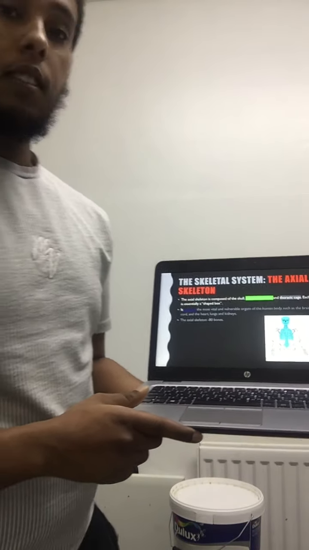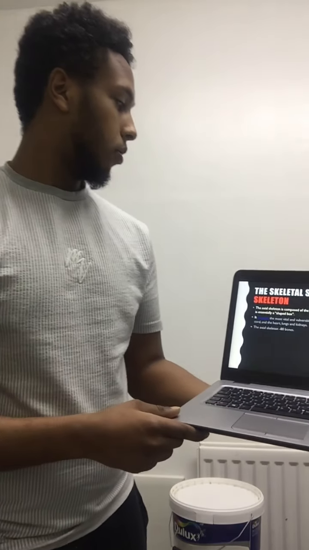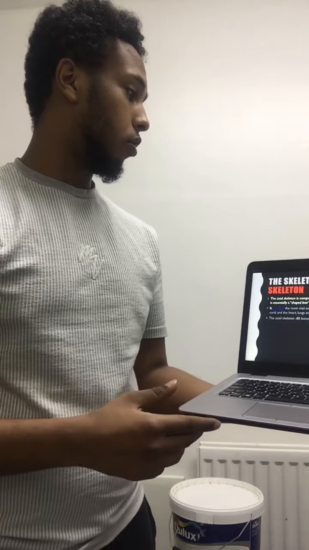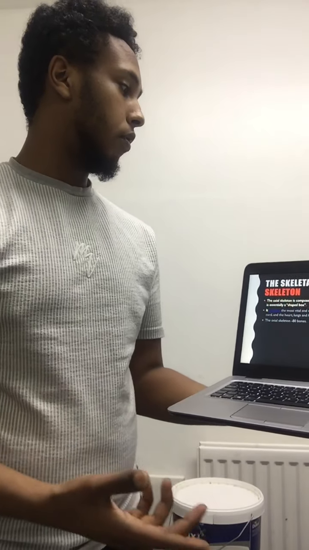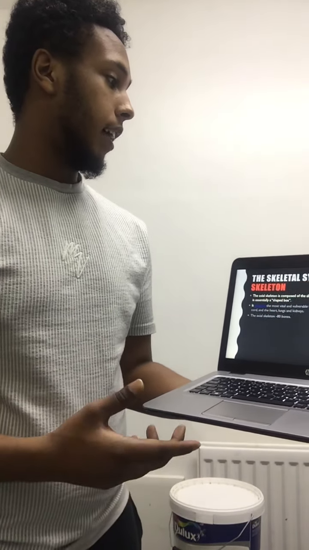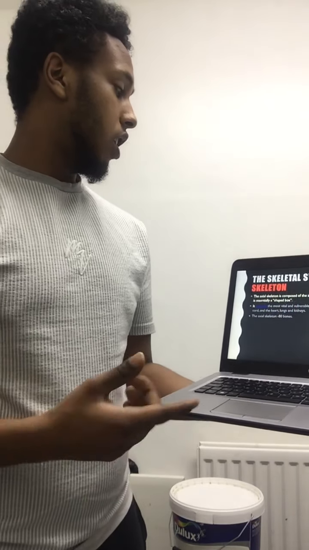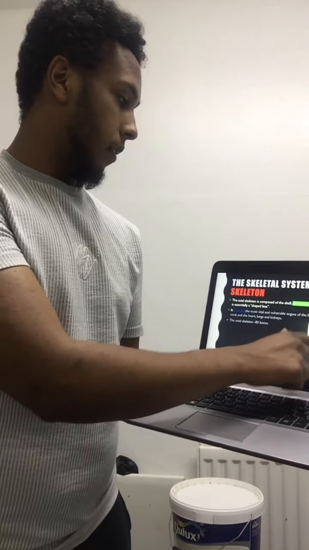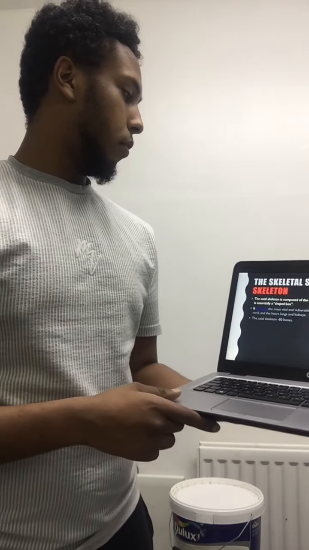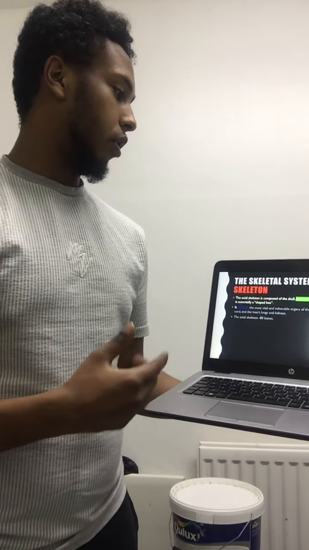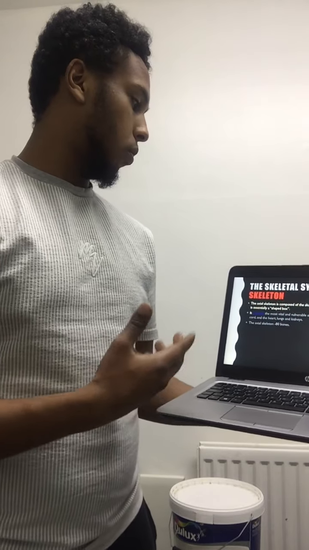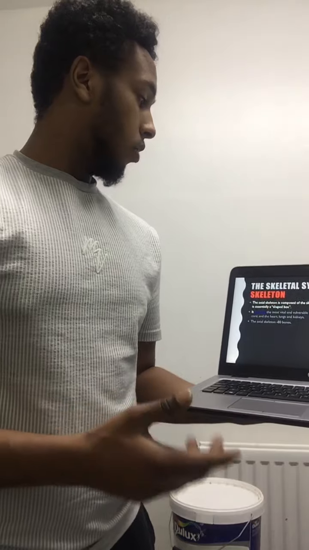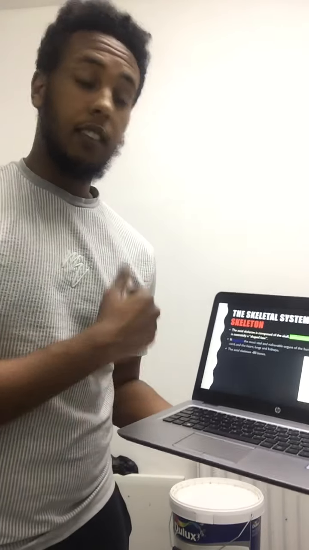So the skeletal system, the axial skeleton, is composed of the skull, vertebral column, and thoracic cage. Each of these is essentially a shaped box, as you can see there. It protects the most vital and vulnerable organs of the human body, such as the brain, spinal cord, heart, lungs, and the kidneys. The axial skeleton consists of 80 bones.